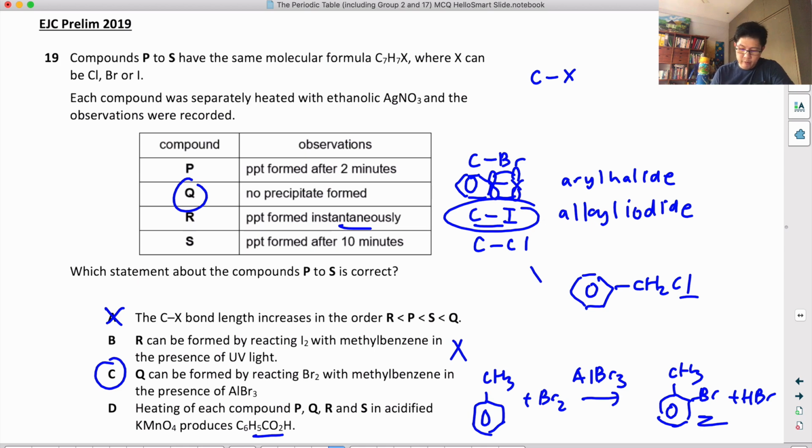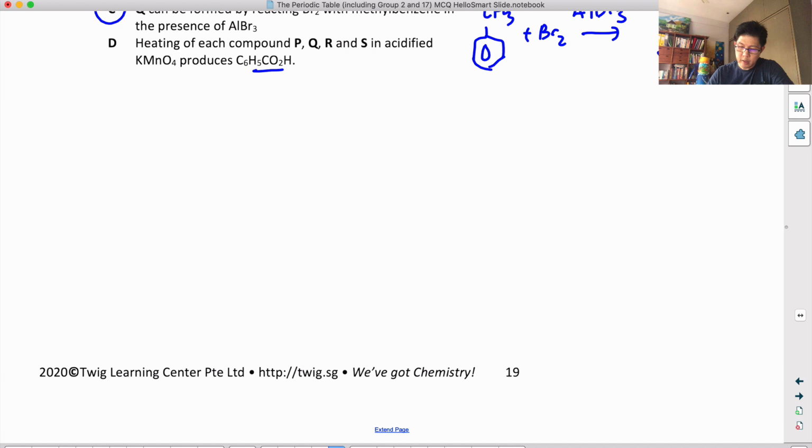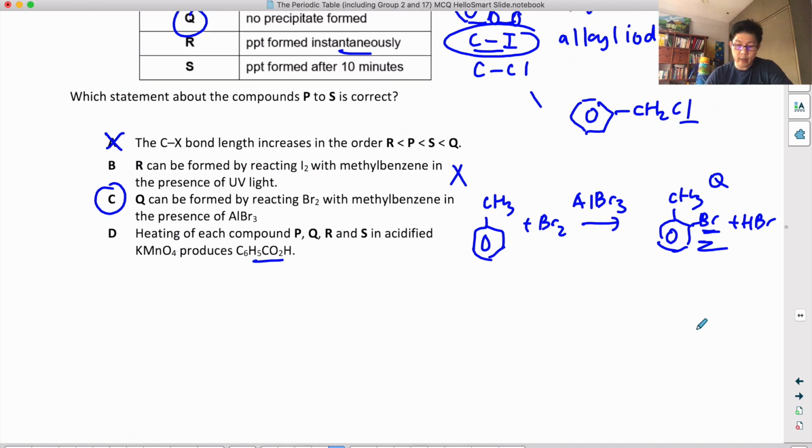So in fact, when you heat P, Q, R, and S, take this as Q. You won't get this. This one still has a Br. So for Q, this is definitely wrong. Say Q is this one here. When you use KMnO4 and heat it, you get COOH, and there's a Br over here. So this is definitely wrong. Anyway, the answer is C.